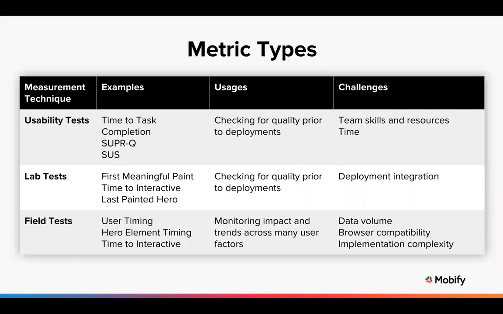So thinking about different kinds of metrics and things that you might use to measure those different kinds of performance, I really think about three sets of overall techniques. So for something like time to task completion, typically we're using usability tests as our measurement technique.